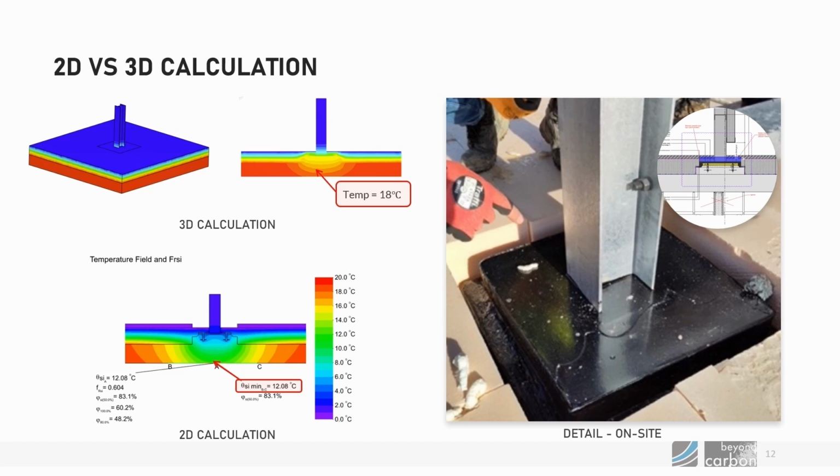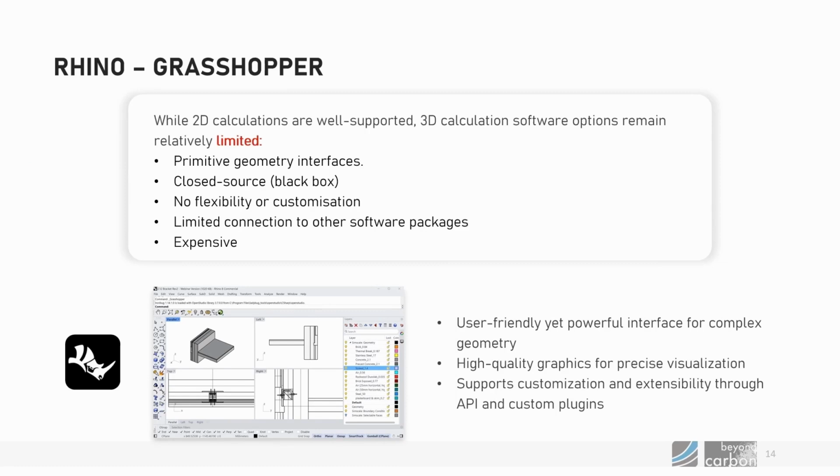That 3-dimensional effect means that the surface temperature actually is 18 degrees at that surface, which is well above safe temperatures and therefore not an issue. So that shows you the value of the 3D calculation. So I'm now going to introduce the workflow.